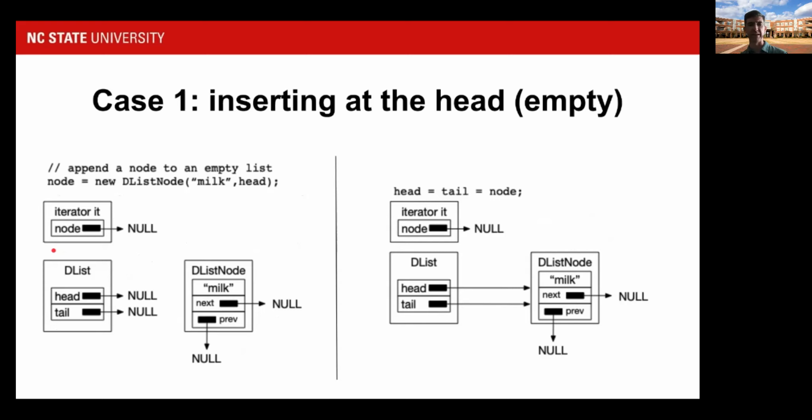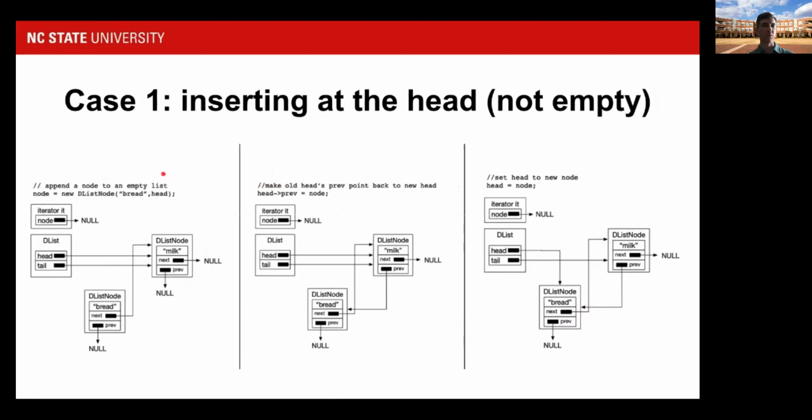Let's say we're inserting at the head. Well, if I'm inserting at the head and it's an empty list, then it's going to look like the code we just wrote for append. First, we add a new node. Then we set head and tail to point to that new node, and we're done. Okay, or I may already have something in my list.